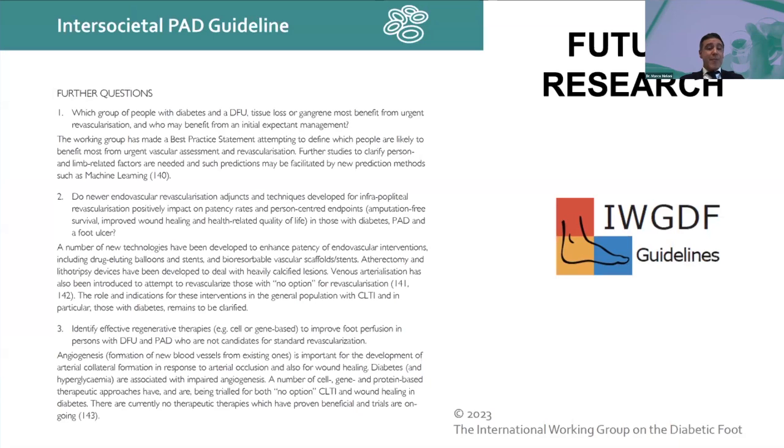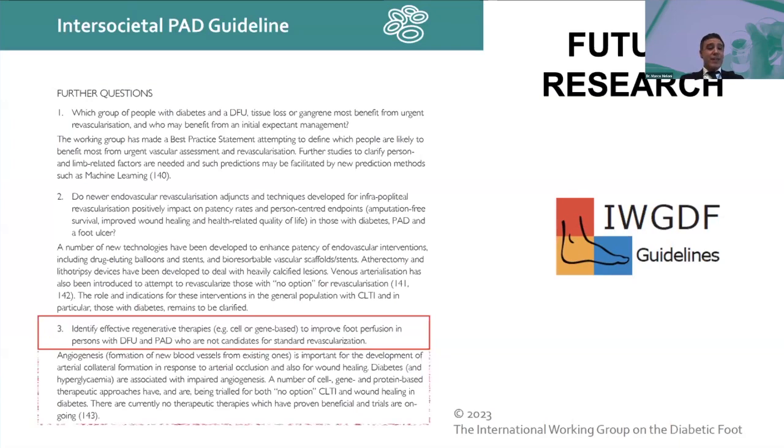And among the further research questions, even if there are not so strong studies about it, one of the most important points is to evaluate regenerative therapy for patients with no-option critical limb ischemia or not candidates for standard revascularization, for improving outcomes. And regenerative therapy should be related to the opportunity for improving angiogenesis in the foot and to answer the question of small artery disease.